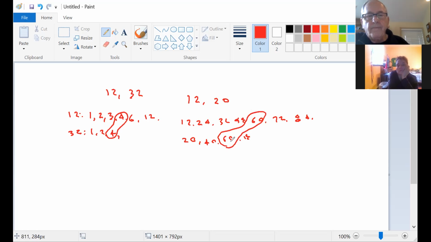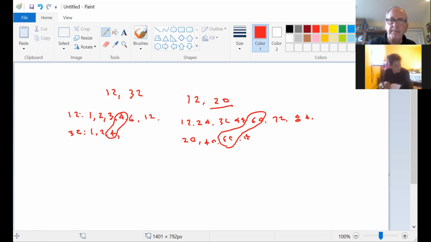That's the least common multiple. It's got to be larger than the largest number. That's how you do those. Does that make sense? Yep. So understand that stuff. One of those problems, either least common multiple or the other one, will be on the test for sure.